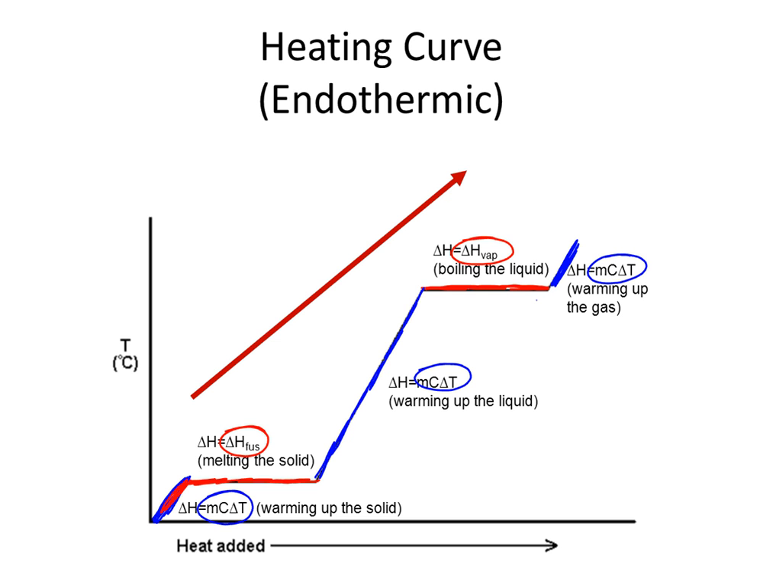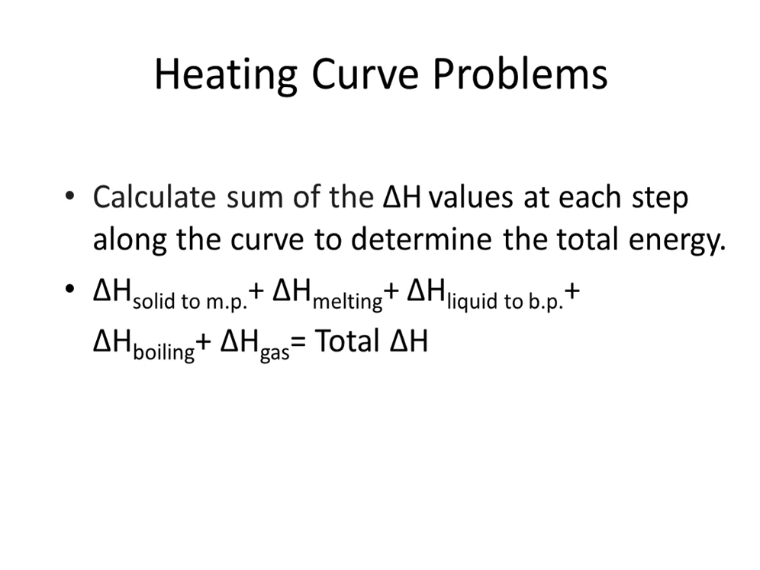Okay? So let's go ahead and determine how I solve a heating curve problem. Well, what I need to do is add up all of the delta H values from each step along the curve to determine the total energy. So for example, if I have a certain mass of water, and I want to go from ice to gas, and I want to know how much energy it takes to take this mass of ice into this mass of gas, well, there are 5 different processes there.